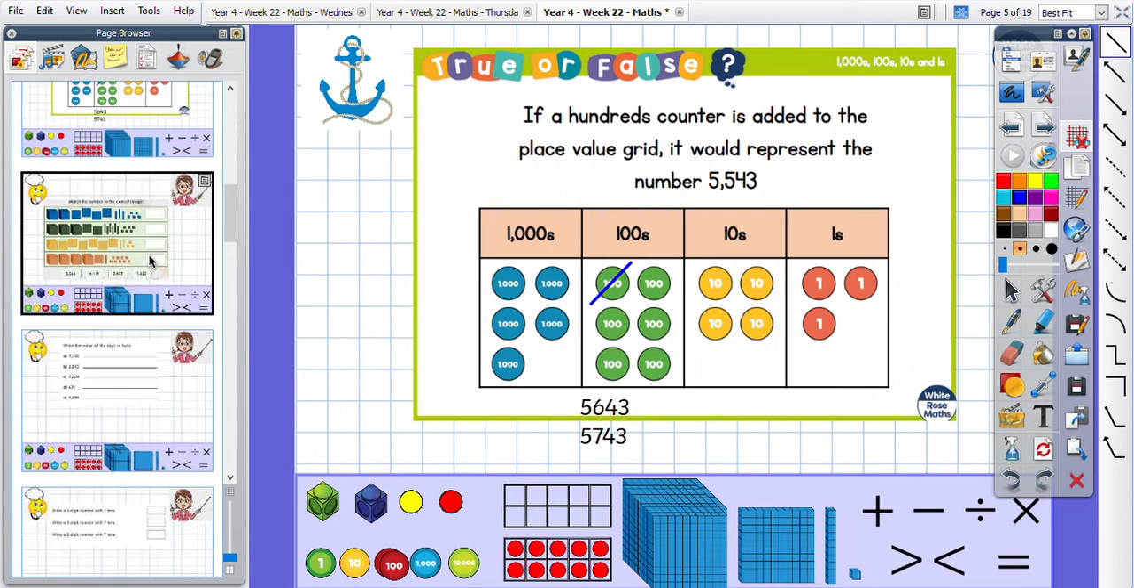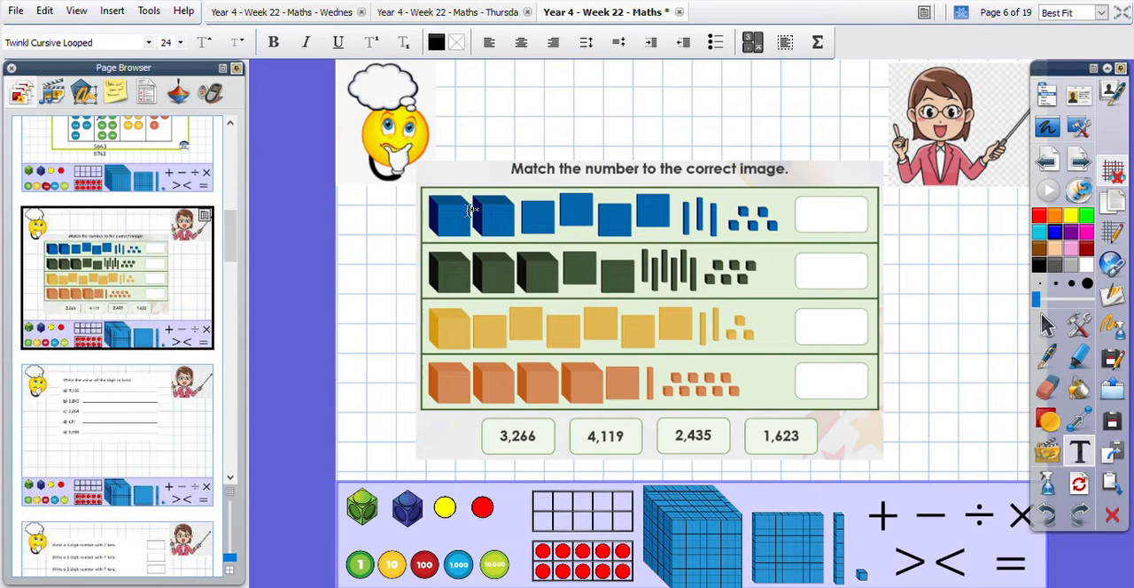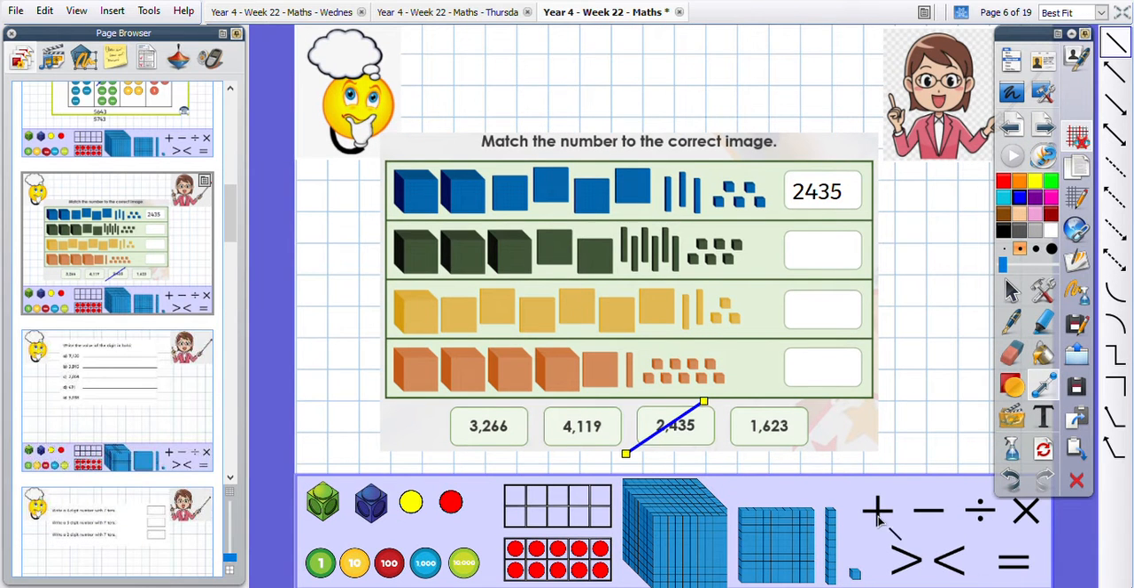Okay, so let's have a little look then at our place value of 4-digit numbers. Match the number to the correct image. So we know if we've got an image of our deans, our base 10, we need to work out what the deans represent before we can answer the question. So we've got 2,000, 1, 2, 3, 4 hundreds, 3 10s, and 5 1s. Okay, so having a look at the bottom, we've got 2,435. So we've already used this one here.